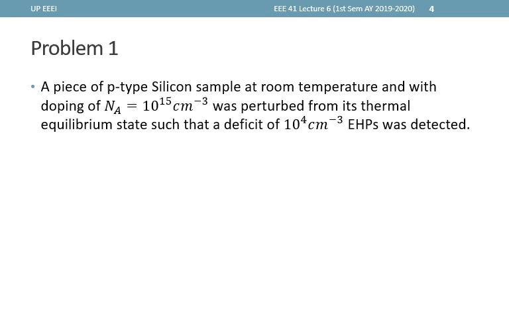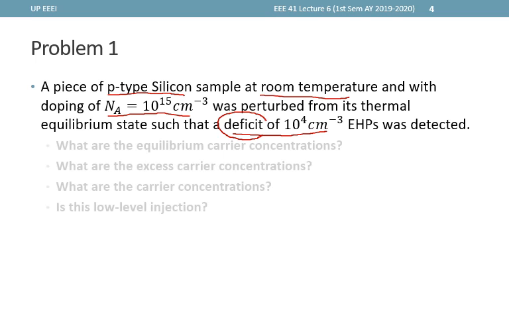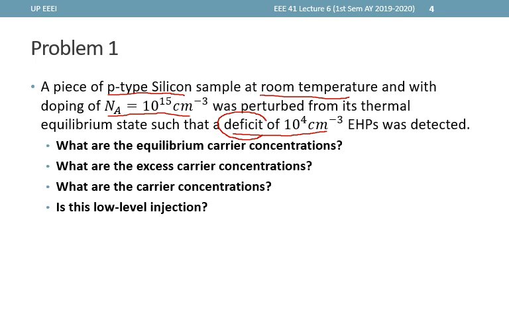For the first problem, we have a piece of P-type silicon at room temperature with a doping of Na equal to 10 to the 15 that was perturbed from its thermal equilibrium state such that a deficit of 10 to the 4 electron hole pairs was detected. So we have to answer: what are the equilibrium carrier concentrations, what are the excess carrier concentrations, what are the carrier concentrations, and is this low-level injection?